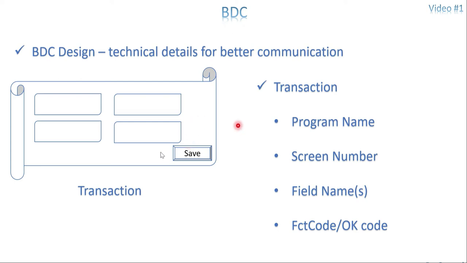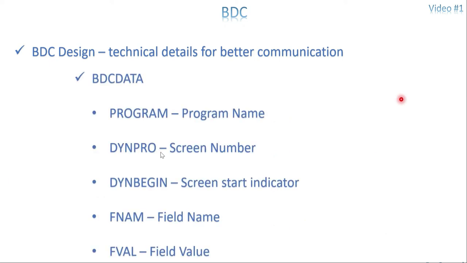And all this information is available in a structure called BDCDATA. The BDCDATA structure has 5 fields. Program, Dynpro, which is another name or technical name for screen number in SAP. You might be aware of it. Dynbegin, the screen start indicator, is always X. And field name, what is the field name of your screen field, and what is the value you have to pass. So this information is available in a structure called BDCDATA.